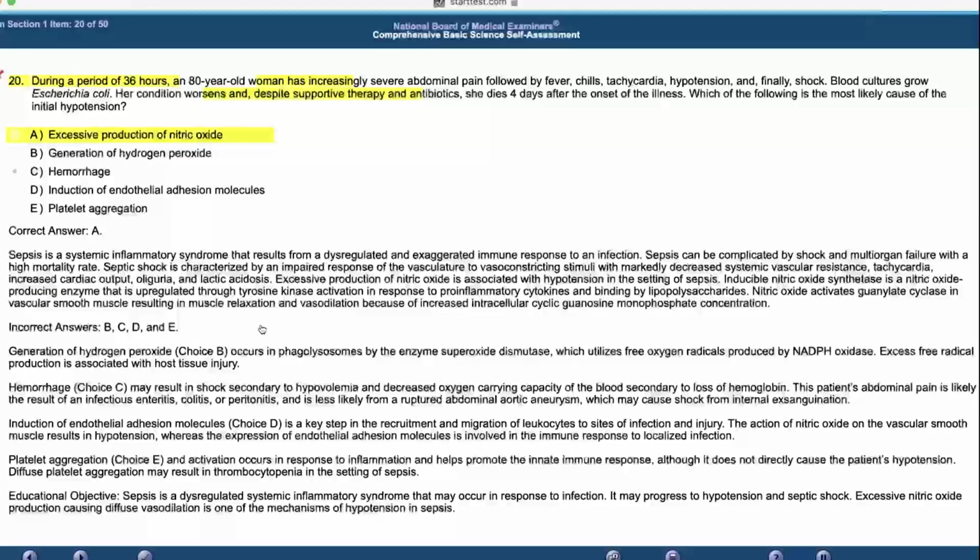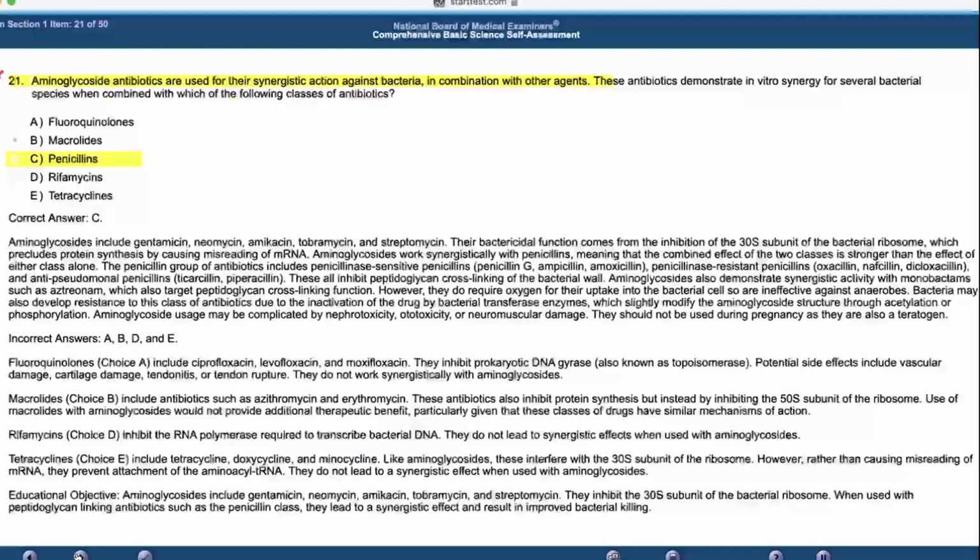Yeah, I flat out, when I read this, I wasn't sure, so I just picked one. It made sense when I read it though, because I picked macrolides, and macrolides work on the 50S and aminoglycosides work on the 30S. So why would they have synergy together? I think this was one where you either knew it or you didn't.